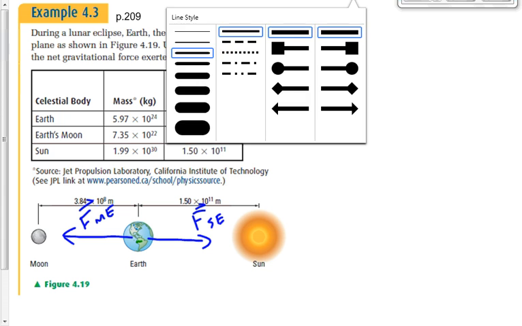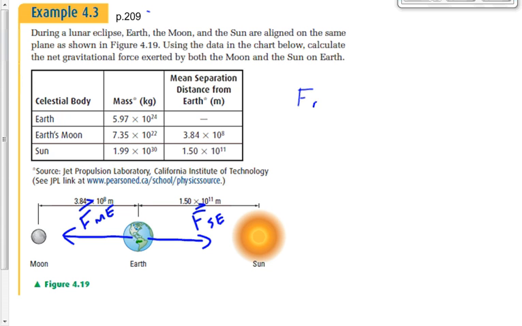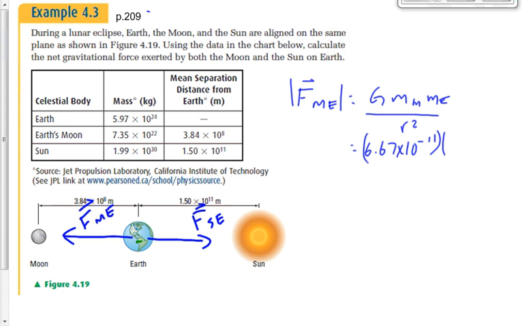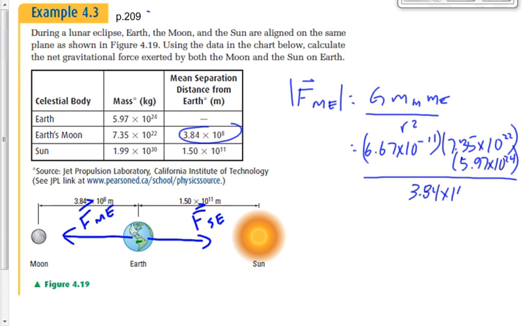Let's get the values of both of those forces. The force of M on E, the Moon on the Earth, is G M Moon M Earth over R squared. We've got the numbers for both of those. The mass of the Moon is 7.35 times 10 to the 22. The mass of the Earth is 5.97 times 10 to the 24. And the distance that separates the Earth and the Moon is 3.84 times 10 to the 8. Don't forget to square that. Okay, let's get that value now.